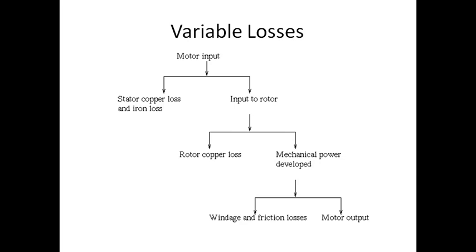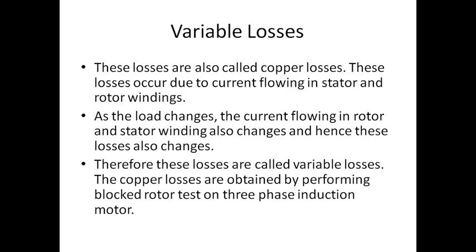So again, variable losses. What are those variable losses? Stator copper loss and iron loss. Then the input to the rotor; the rotor also has some copper loss. Since you have a stator and rotor, you have losses. The stator has copper loss and iron loss. You give the input to the rotor, and the rotor also has copper loss. From there you get the mechanical power developed, then windage and friction losses, and the motor output. These are your variable losses. So this is regarding your variable losses.